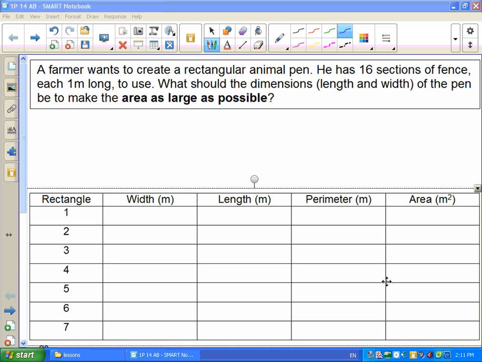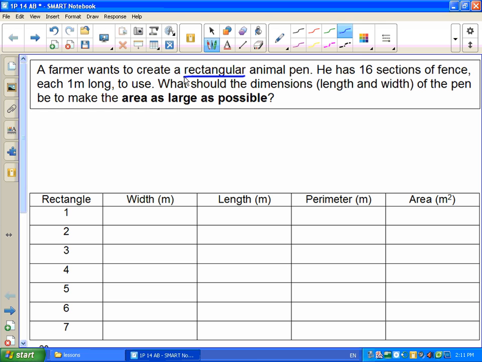So the key things to come out of reading this are, we want the shape to be a rectangle, and we want the area to be as big as possible. So let's just draw ourselves a little rectangle in here. Here's our length, and here's our width.